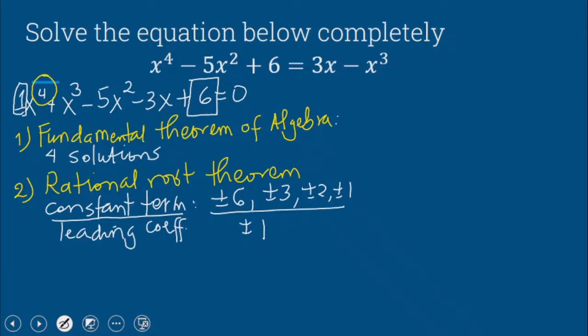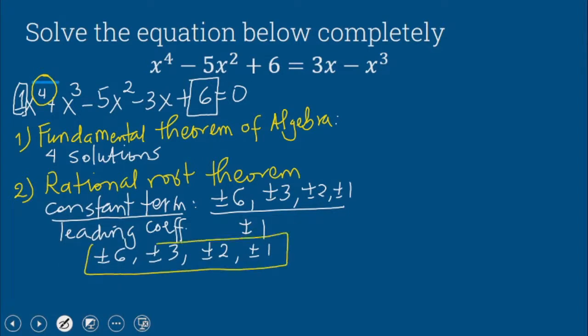All the possible rational roots are plus or minus 6, plus or minus 3, plus or minus 2, and plus or minus 1. So those are all our possible rational roots. And rational just means that it is either a whole number or it can be written in fractional form.